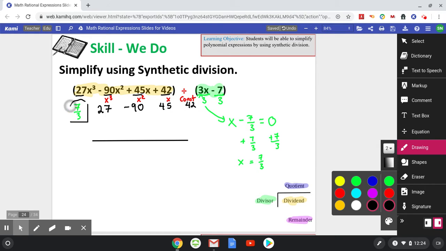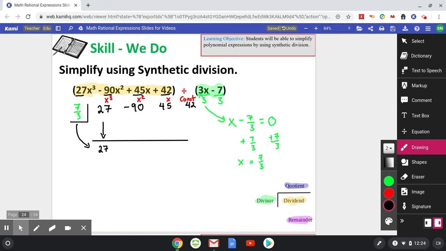Even though there's a fraction here, we will be solving it the exact same way as the one in part 1. Bring down the 27. Then we will be multiplying 7/3 times 27. So 7 over 3 times 27. I will put it over 1. And if you use a calculator, your answer would be 63. This 63 we put right here.